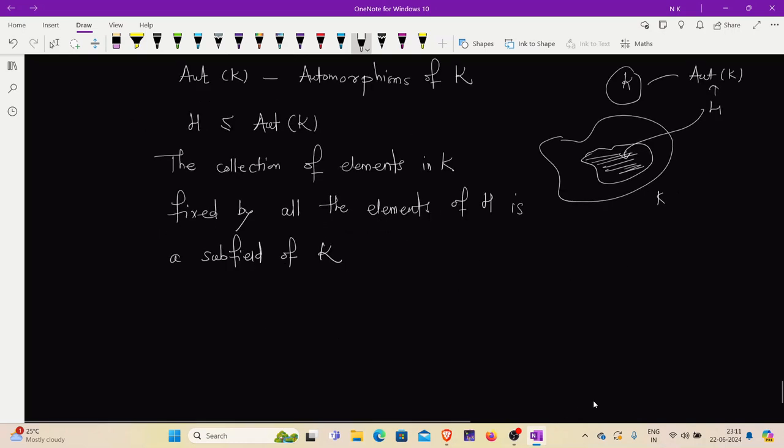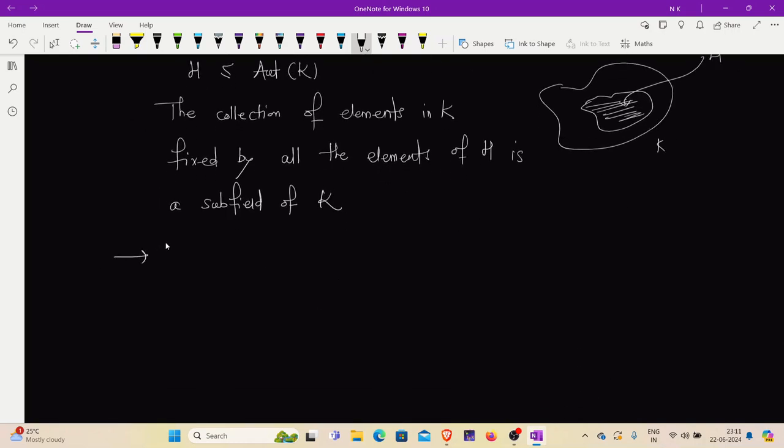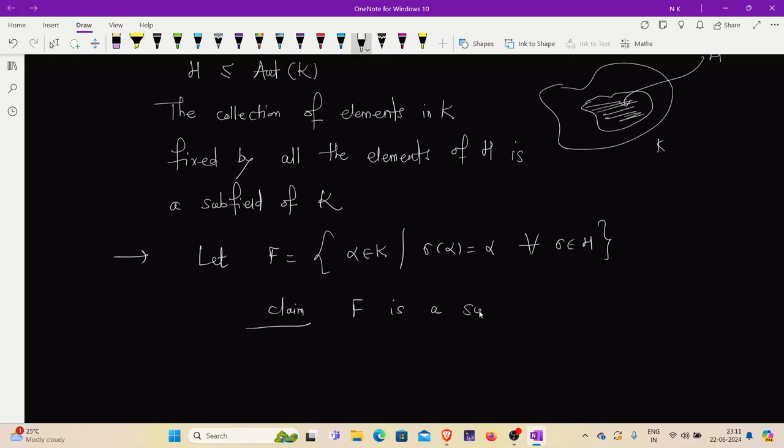Now let's try to prove this. To begin, we'll first write down the set which we are interested in. I will call that set F. So let F equal the set of alpha belonging to K such that sigma of alpha equals alpha for all sigma belonging to H. That means these are the elements of K which are fixed by all the elements of H. Now our claim is that this F is a subfield of K.